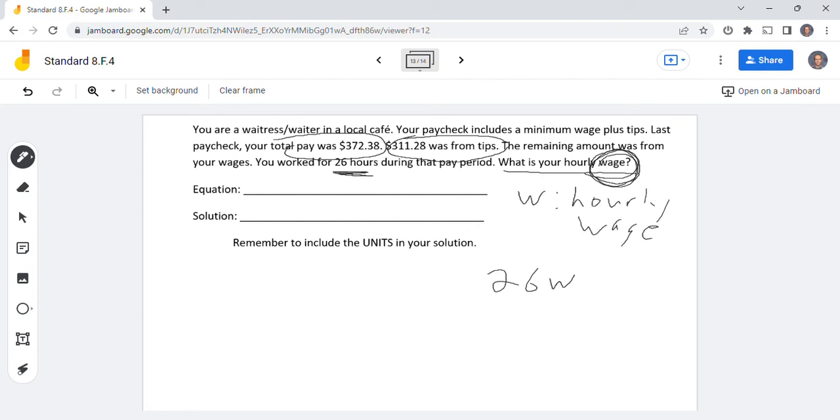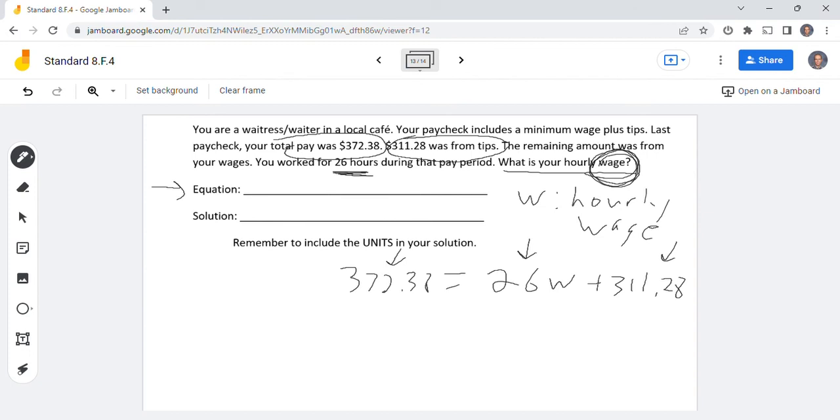So 26 hours times that hourly wage will give us our wages for all the hours that we work, the money. We know that we got $311.28 from tips. So I'm going to add that $311.28. And over on the other side, we have our total pay, $372.38. So if we take our pay for our hours plus our pay from our tips, that should get us our total pay. That's our equation. That's what I want you to write here.